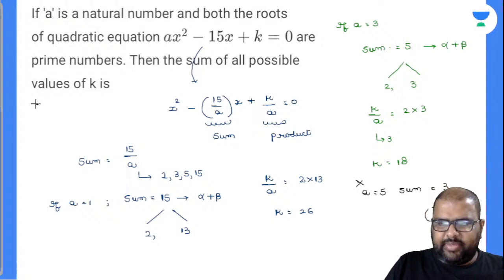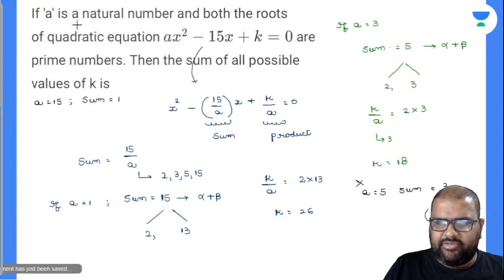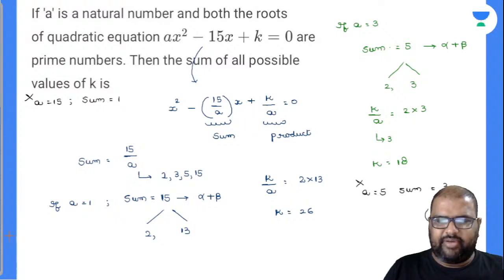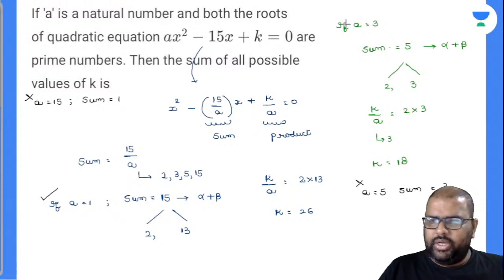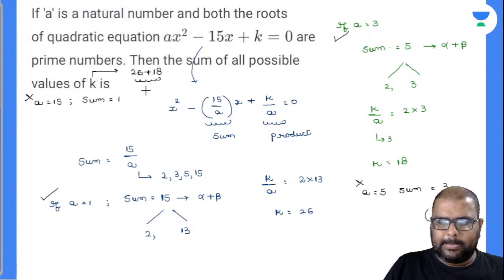Come to the next one. If my a value is equal to 15, my sum value is nothing but equal to 1. Cannot break down sum 1 into two parts because I have to frame only natural numbers. So this a value is also not valid. So my valid conditions are only two. A is equal to 1, and a is equal to 3. The sum of all possible values of k is nothing but equal to 26 plus 18. Is it nothing but 44? Yes, it is 44. Quickly done.